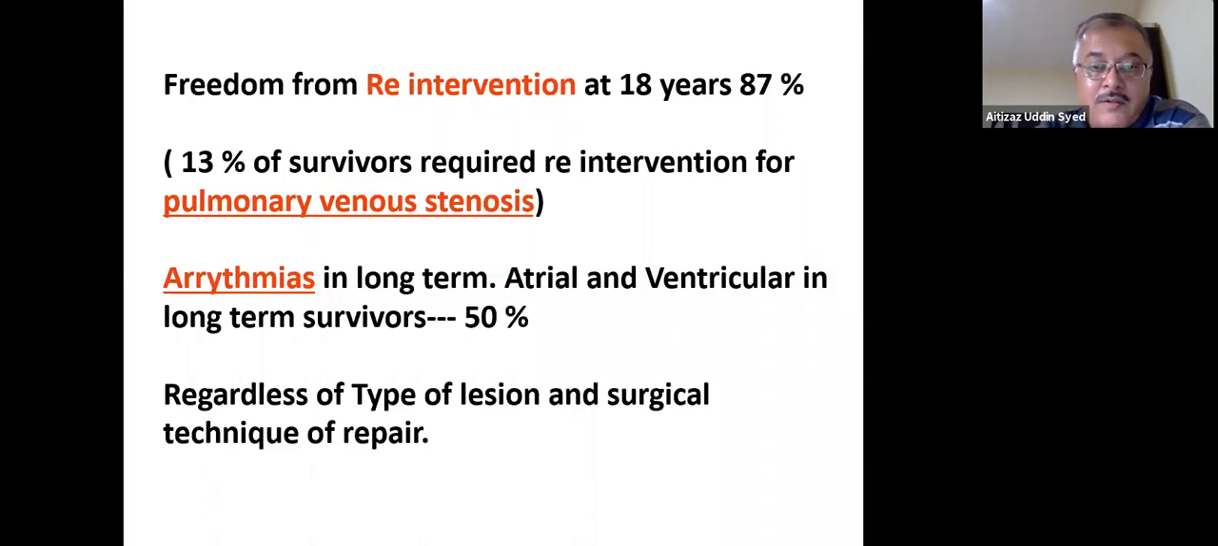And arrhythmias in the long term. One German study looked at about 25 survivors who survived more than 15 years, and they did Holters, and they were surprised to find atrial and ventricular arrhythmias in 50% of them. So yes, arrhythmias can kill them in the long term.